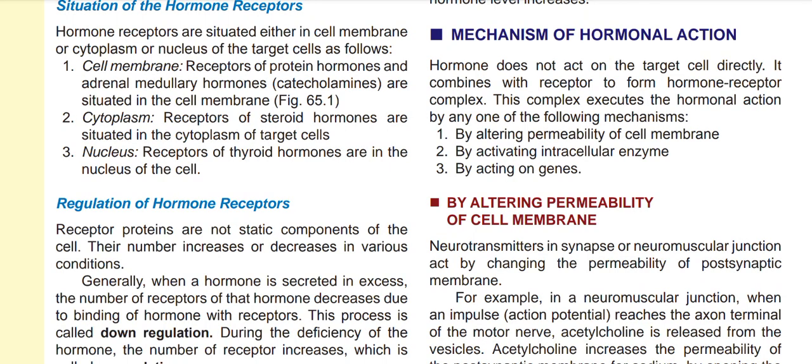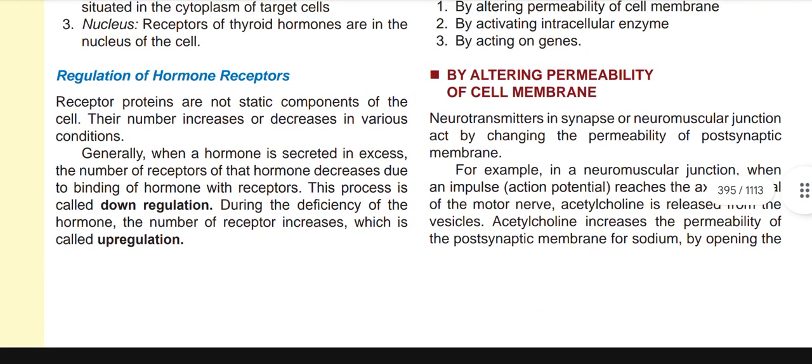So there are three methods. One is by altering permeability of the cell membrane, number two by activating intracellular enzyme, and number three by acting on genes. First of all, by altering permeability of cell membrane. Now, neurotransmitters in the synapse or neuromuscular junction act by changing the permeability of postsynaptic membrane. So, in this method, what generally happens? Neurotransmitters in the synapse or neuromuscular junction act by changing the permeability of postsynaptic membrane.